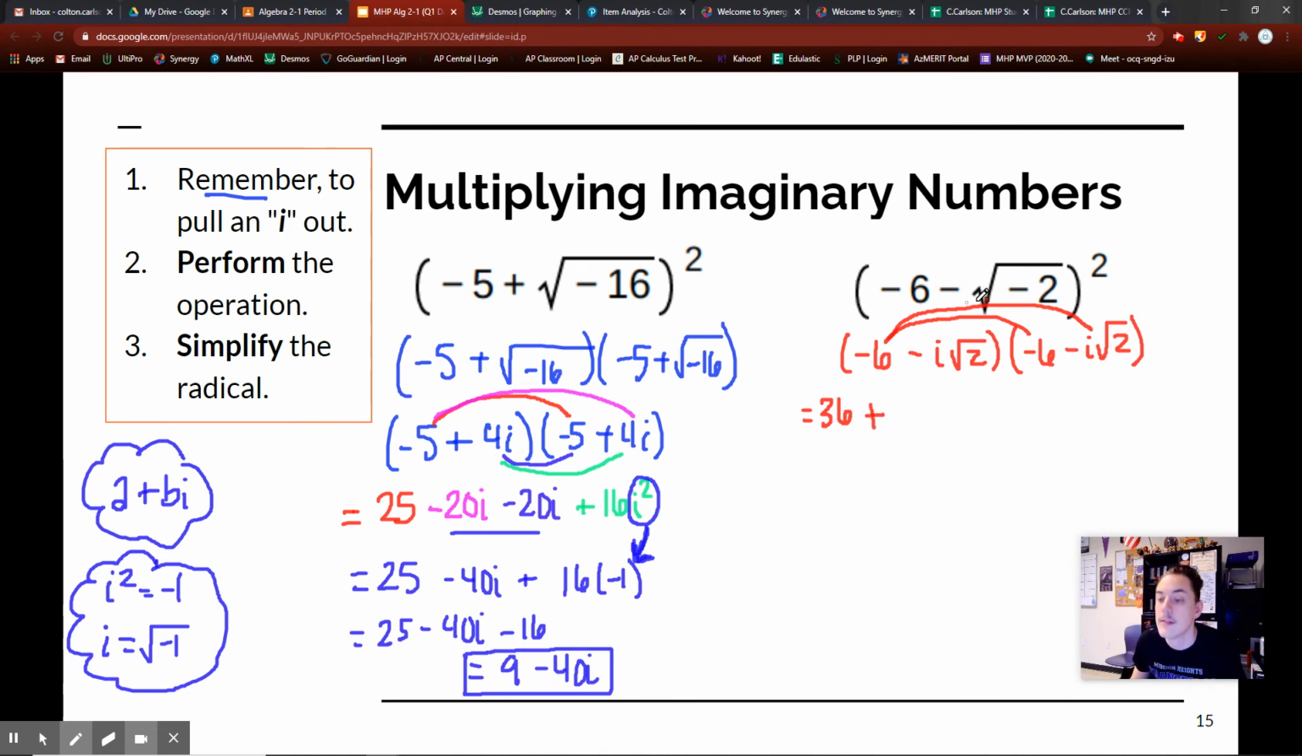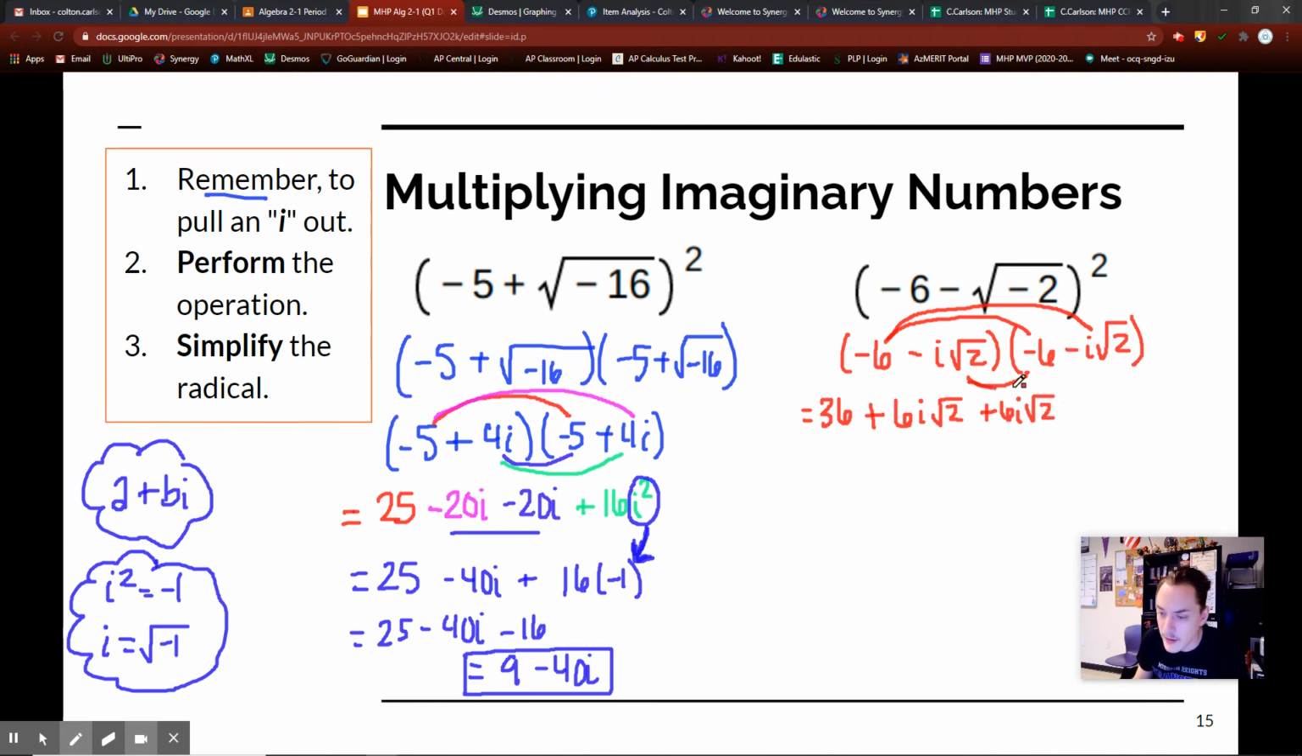6 times i gives you 6i. And then what happens to the radical? It just tags on. That's it. That's all. Not too bad, right? Not too bad. So right here, same exact thing. Nothing changed. So I'm going to write down literally the exact same thing, right?